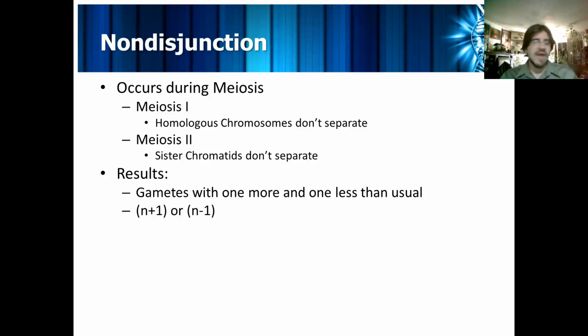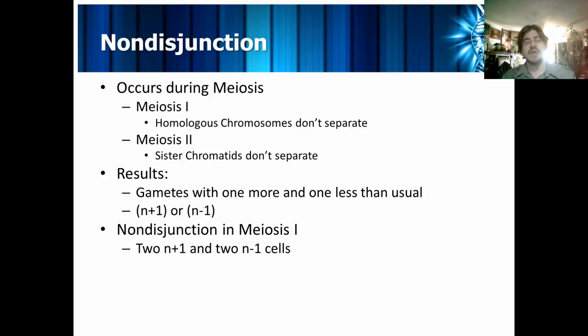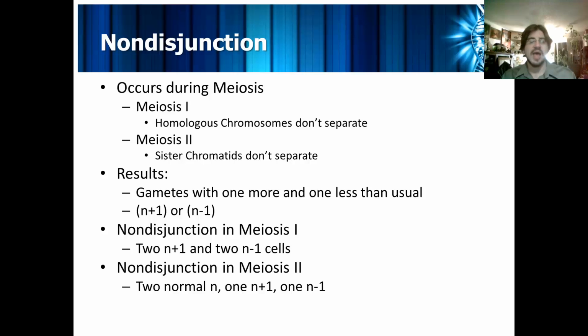And so, if I have an egg that has two chromosomes for 21, and then a sperm cruises in and fertilizes that egg, well, the sperm carries its own chromosome 21, and now I've got three chromosomes at 21. It's Down syndrome. So non-disjunction in meiosis 1 produces 2n plus 1 and 2n minus 1 cells. Whereas non-disjunction in meiosis 2 produces 2 normal haploid cells, 1 n plus 1 and 1 n minus 1 gamete.